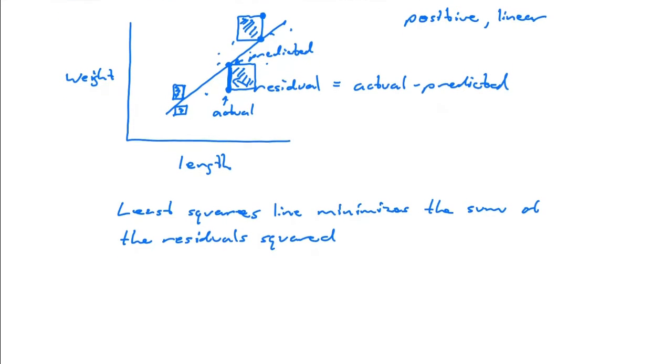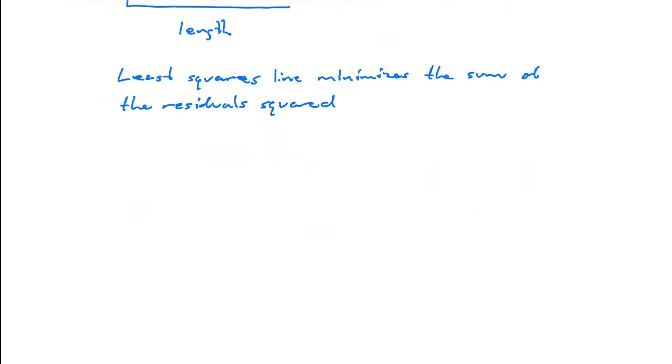Okay, so we have our least squares line. And now we have also this thing called the correlation coefficient. So let's talk about that. Correlation coefficient is what we call the R value.